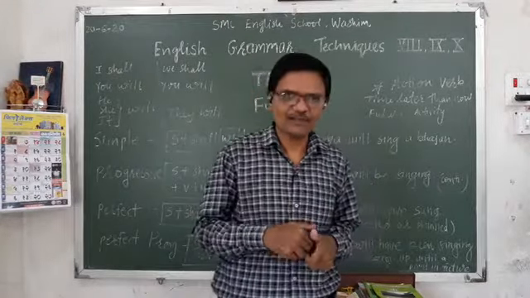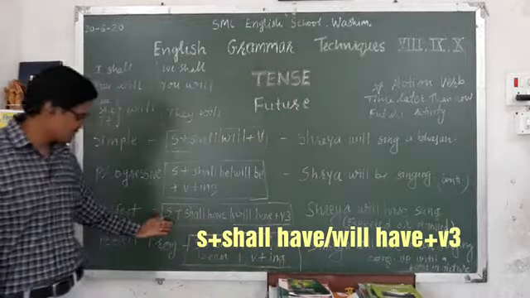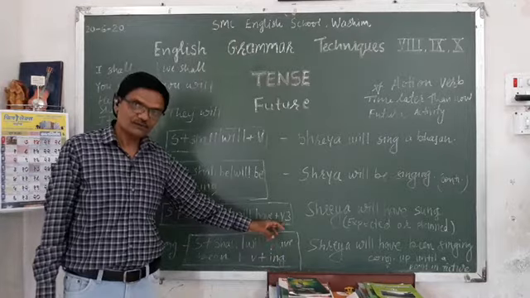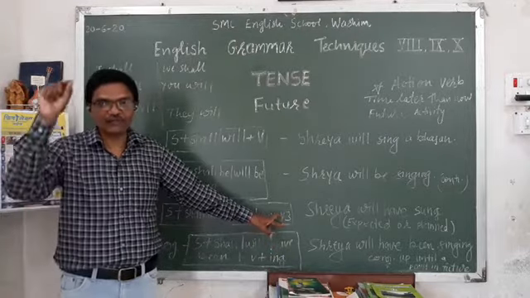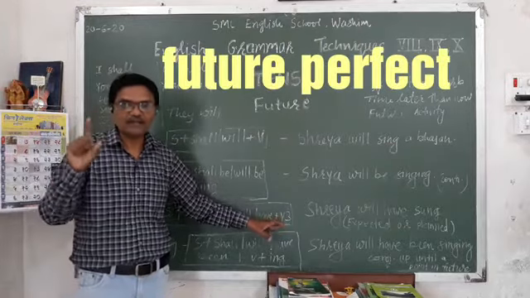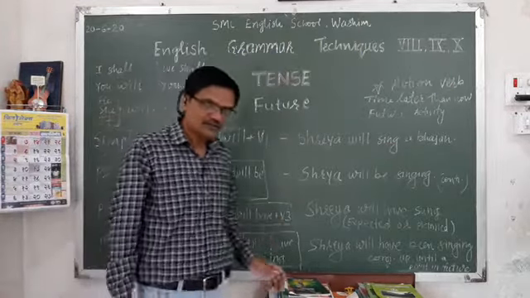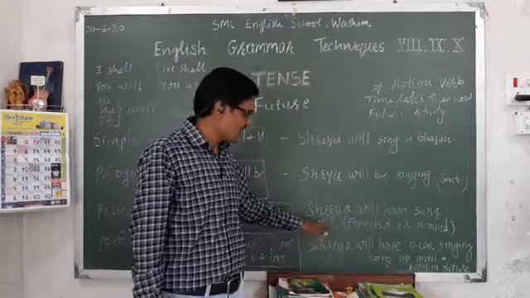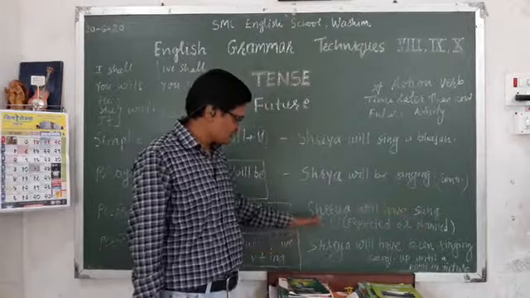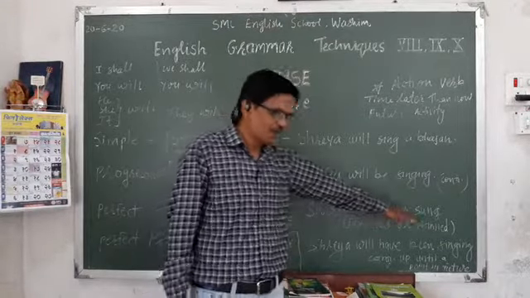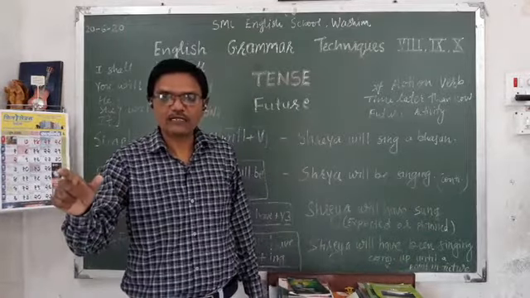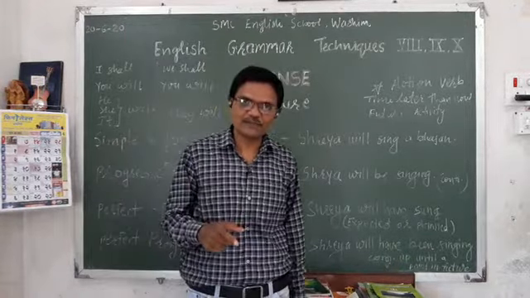What's the formula I applied? Here, subject plus shall have, will have plus V3 form for the perfect tense. V3 form is necessary, the past participle form. That's what we have used here. Shreya will have sung. Shreya is the subject, shall have, will have, plus past participle. Sing, sang, sung. Sung is the past participle.